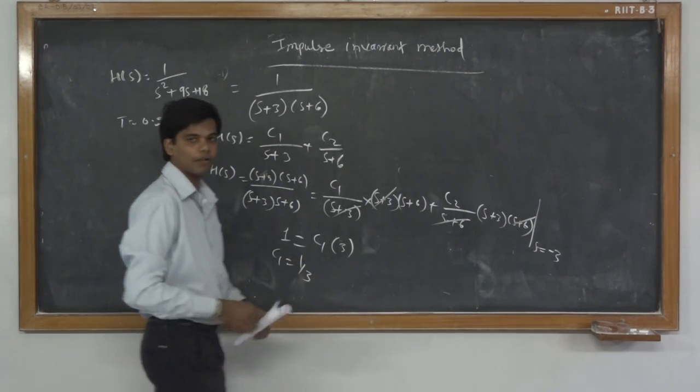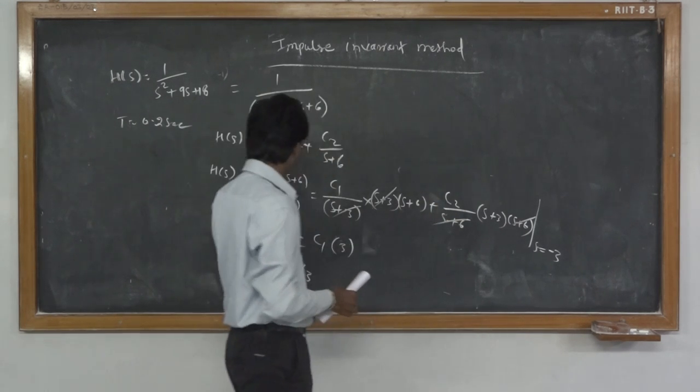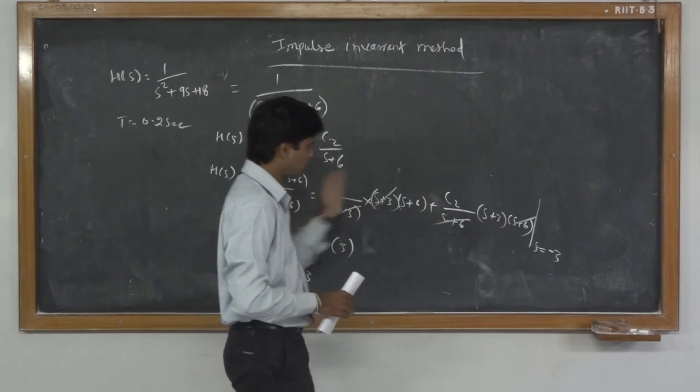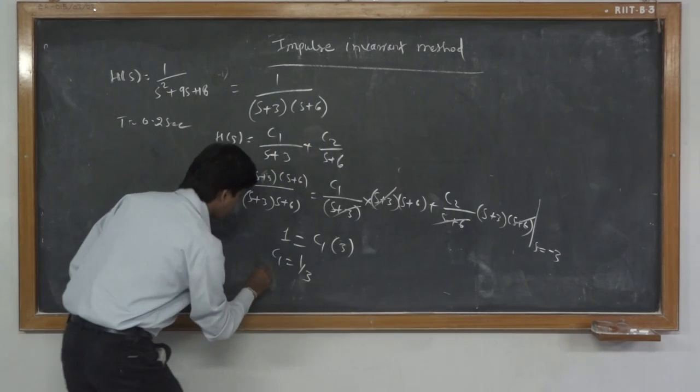In the same fashion, we can calculate the value of c2. Again we multiply both sides by the same LCM, and we end up with the answer of c2 as again 1 by 3.